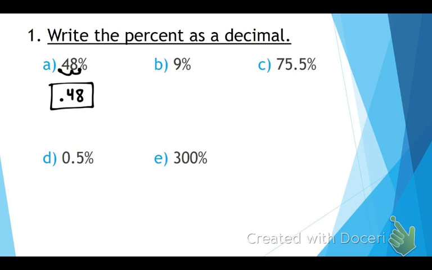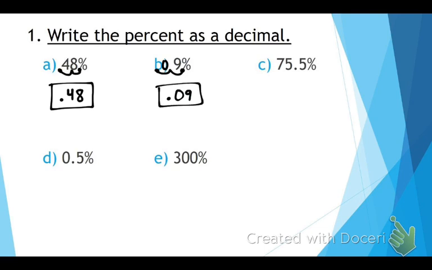Next up, 9%. Ashley, do it for me. Where's the decimal point at? Okay, after the 9, how many places do I move it? 2. Which direction? To the left. 1, 2. Okay, what do I put in that space? 0. And what's your answer? 0.09 is correct.